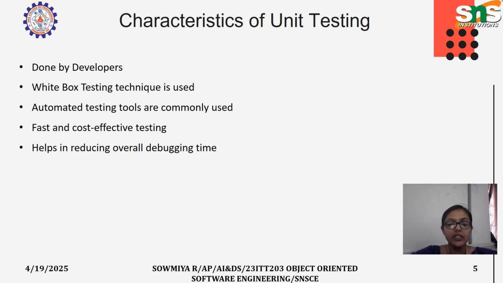Characteristics of unit testing. Some key characteristics are: it's usually done by developers themselves, and it uses white box testing techniques, meaning we look at the internal logic of code. It is often done using automated testing tools like JUnit or NUnit, and it's very fast and cost effective, especially when it is automated, and it helps in reducing debugging time in the future.